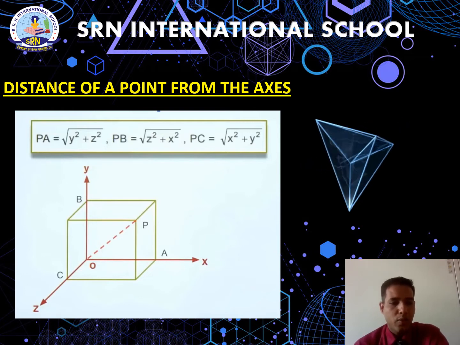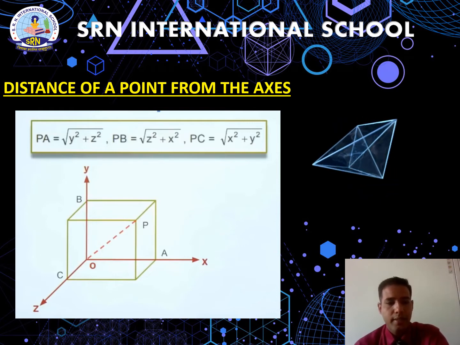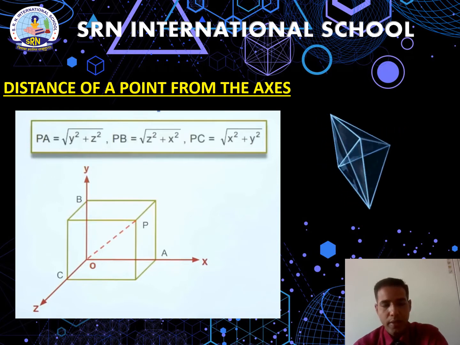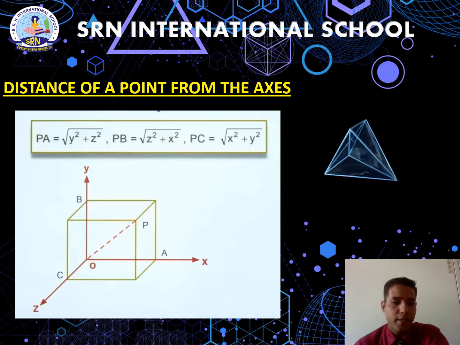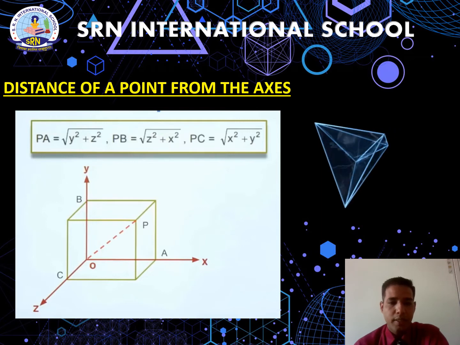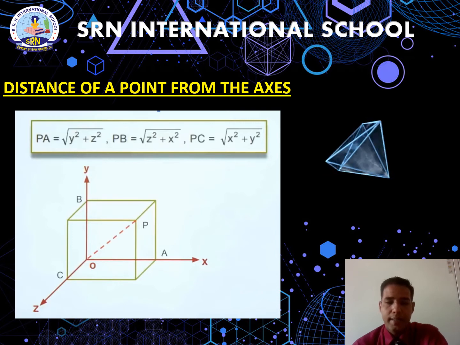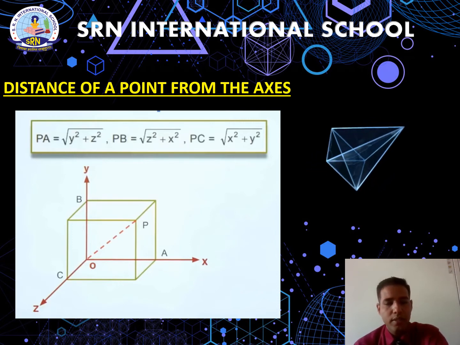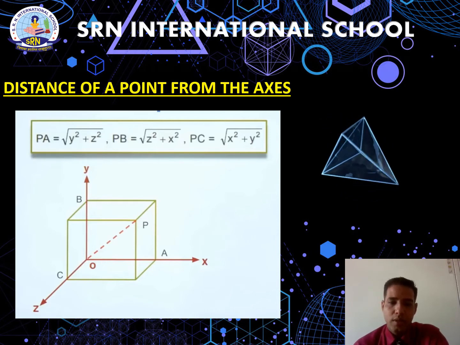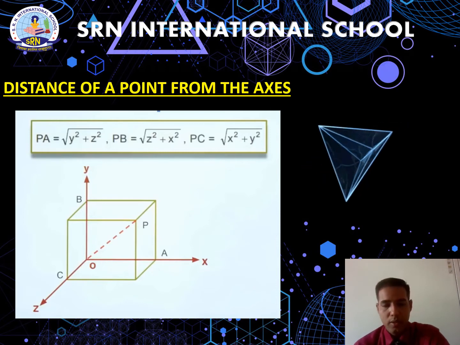Now suppose if we want to calculate the distance of the point P from x-axis, then it's going to be square root of y square plus z square. Similarly, if you want to calculate the distance of this point P from y-axis, then it's represented as PB equals to square root of z square plus x square. And exactly in the same manner, suppose if you want to calculate the distance of point P from z-axis, then it is going to be equal to PC equals to under root of x square plus y square.